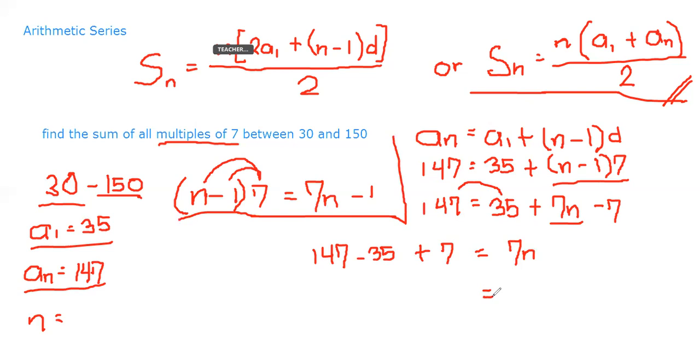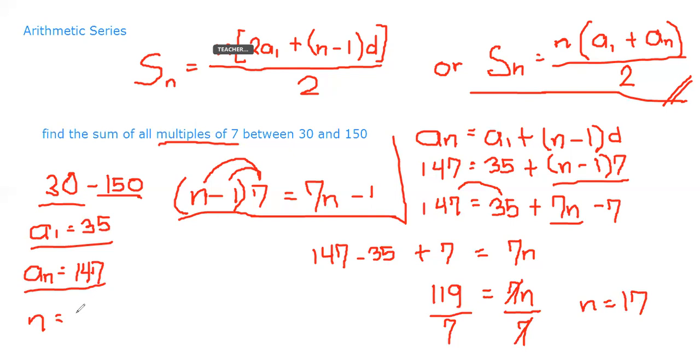119. Okay. So, 119, then we have 7n here. So, what will be the next process or procedure na gagawin natin? Division. Okay, we're going to divide both sides by 7, para matanggal natin si 7 dito. So, 119 over 7, what will be the answer? 17. So, ang n natin is equals to 17.